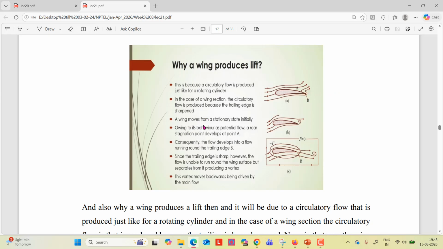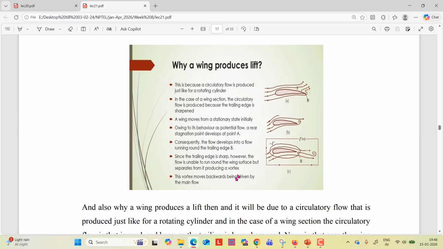A wing moves from a stationary state initially, right? Owing to its behavior as potential flow, a real stagnation point occurs at point A. So as alpha is increasing, the stagnation occurs at point A. Consequently, the flow develops into a flow running around the trailing edge B, right? So the stagnation happens at the top portion, but at the bottom portion the flow starts happening. Okay.